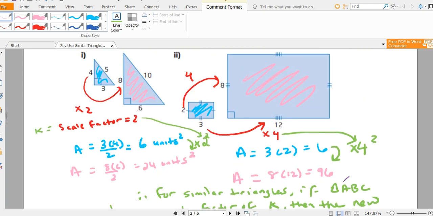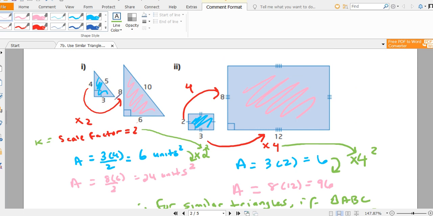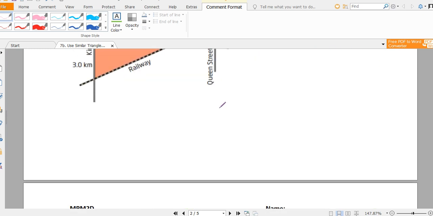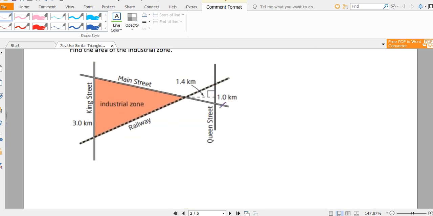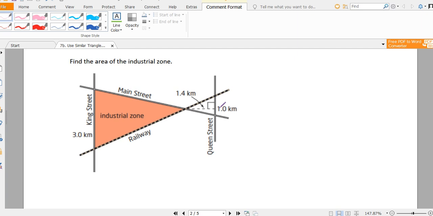So for example, if the scale factor we realized was times 3, then I know the area will be times 3 squared bigger. If the scale factor was maybe times 5, then I know the area will be times 5 squared bigger. Okay? Last question. Find the area of the industrial zone. Well, first off, let's see if these two are similar.